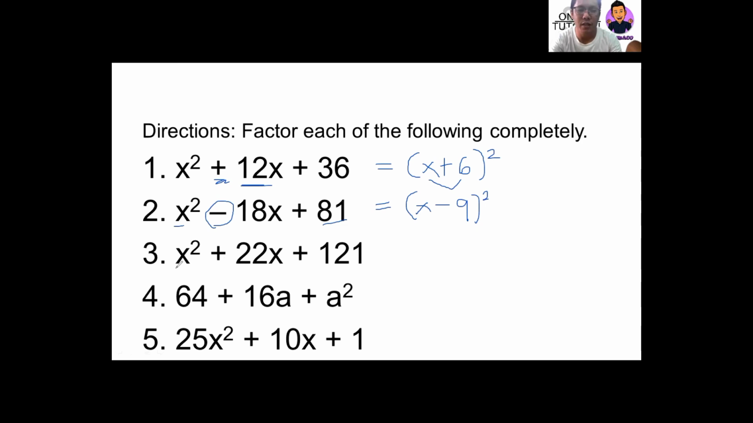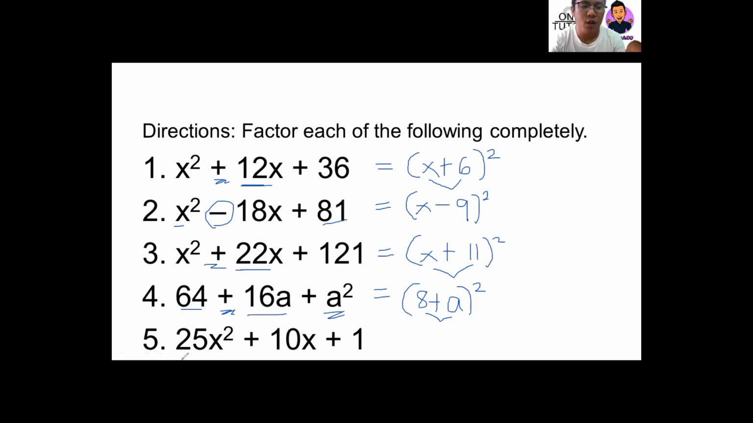Okay. So number 3, the square root of x squared is x. The square root of 121 is 11. And it should be positive since this is positive. And x times 11, that is 11x times 2, that is 22x. So this is correct. Next, for number 4, the square root of 64 is 8. The square root of a squared is a. And since this is positive, this should also be positive. So the answer is 8 plus a squared. And 8 times a is 8a times 2, that is 16a.